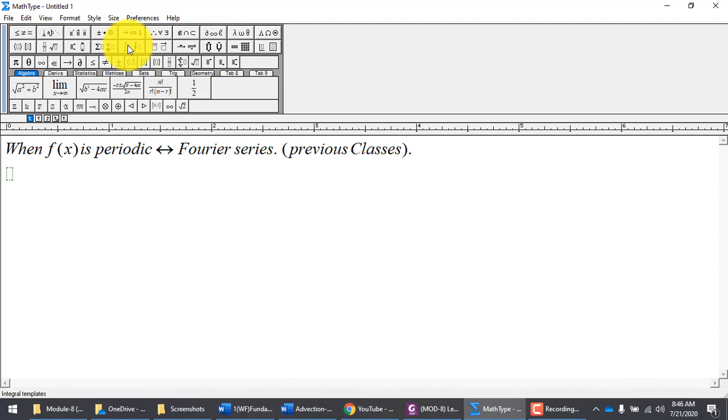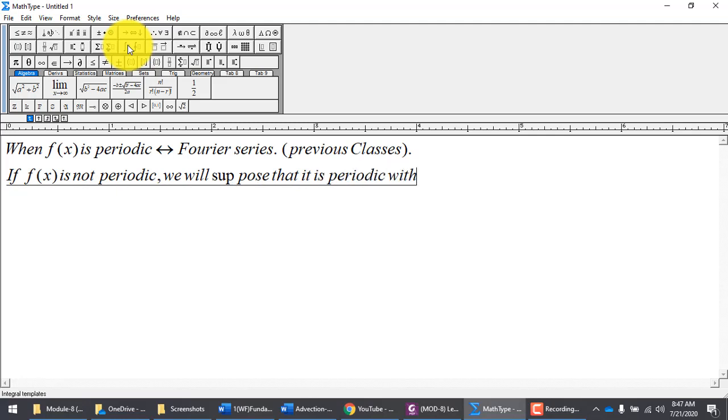So the second goal is that, on the other hand, if f of x is not periodic, what will happen? We will suppose that it is periodic with period approaching to infinity. So this is the change we can suppose if the function is not periodic.